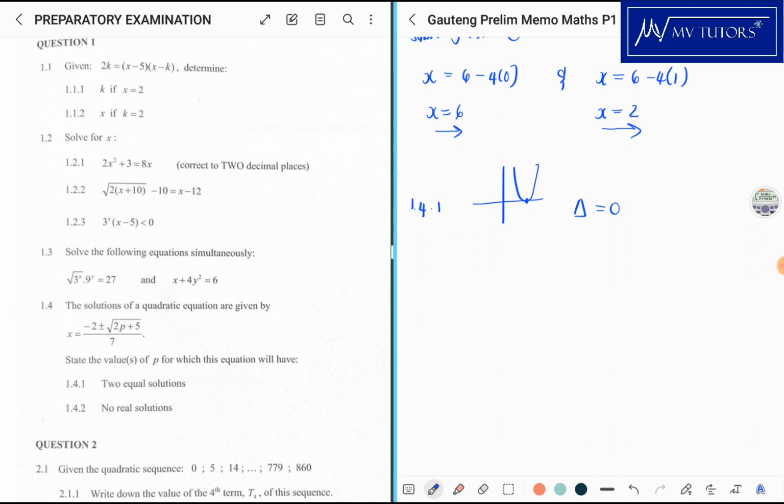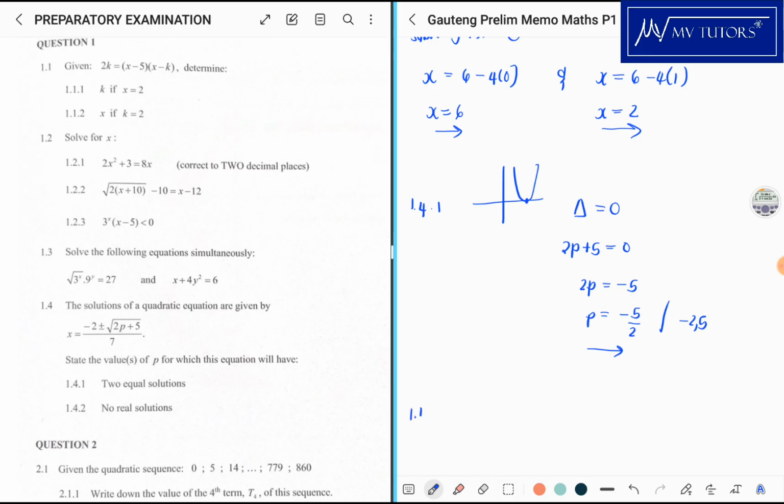So what is the discriminant? It is whatever is under the square root. So what is our discriminant? We have 2p plus 5. So 2p is negative 5. P then would be minus 5 over 2, or just simply negative 2.5. It's really up to you how you write it. But yeah, this will do.